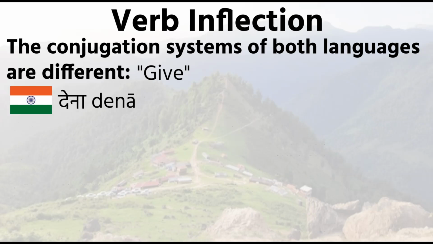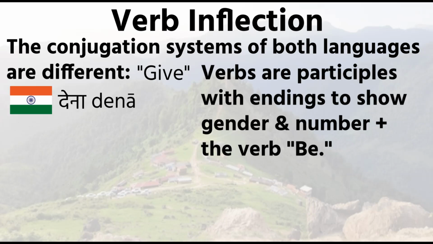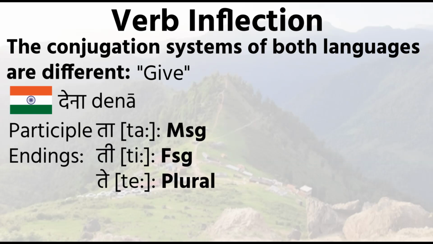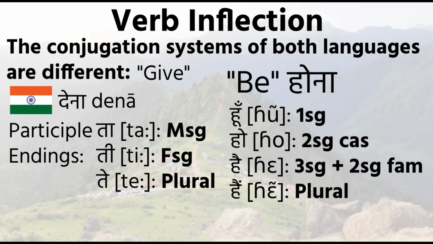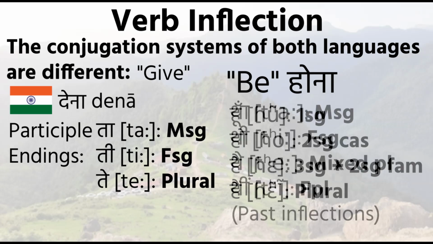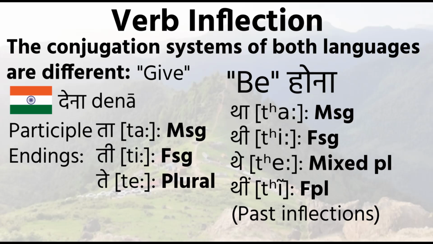So what about in Hindi? Verbs are participles, with endings to show gender and number, plus the verb to be at the end. First off, the participle endings are simple. Ta for the masculine singular, ti for the feminine singular, and the plural form is just te. So that's pretty simple. But what about the verb meaning to be? In Hindi, it's होना. There are four conjugations of this verb. Similar to the present tense, to form the past tense, you just use the past tense form of the verb to be.